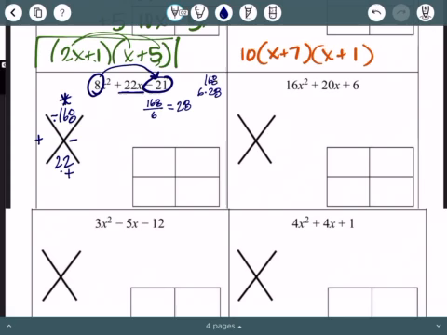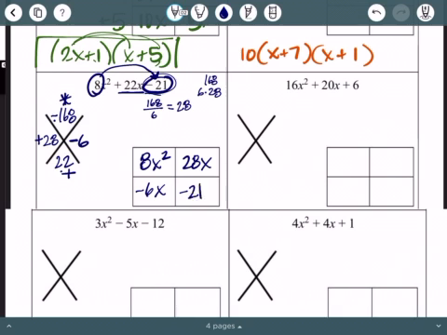I know that those are 22 apart, and in order to get a positive 22, I would need a positive 28, and then I'm going to subtract 6. So I'm going to have 168. So I have 8x squared. I have 28 x's. I have negative 6x. And I have the negative 21 at the end.